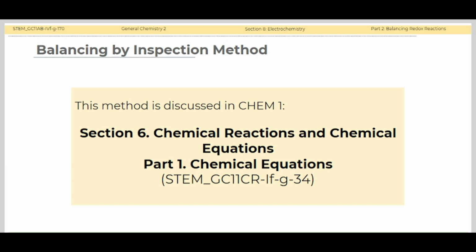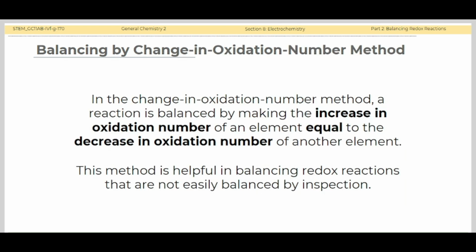Balancing by inspection method is thoroughly discussed in Chemistry 1. You may refer to the following lesson if you want to recall how to apply this method in balancing equations. Mastery of balancing equations by inspection is useful in this lesson. In the change in oxidation number method, a reaction is balanced by making the increase in oxidation number of an element equal to the decrease in oxidation number of another element. This method is helpful in balancing redox reactions that are not easily balanced by inspection.